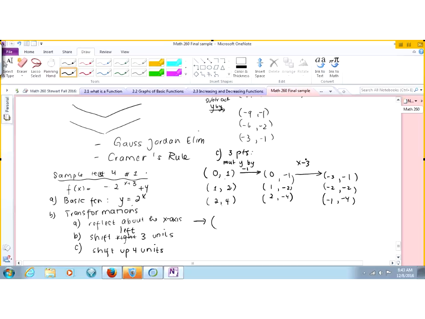Last one, what do you do? Yeah, add 4 to y, yes. But anyhow, you guys can do it, right? So the x stays the same, -3, -2, -1, and you add 4 to y. So 3, 2, 0. And then you graph, yeah? All right.